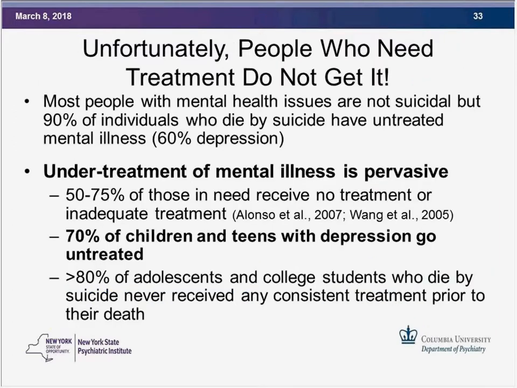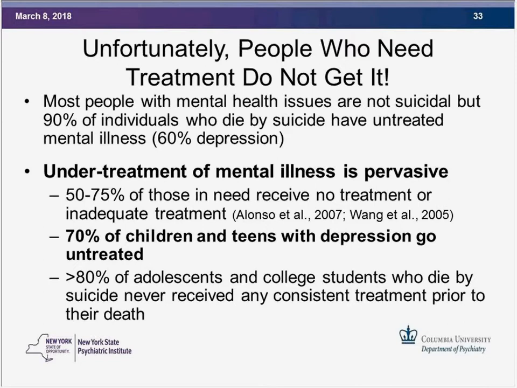And unfortunately, we know people who need treatment for mental health issues don't get it. While we know most people with mental health issues are not suicidal or homicidal for that matter, we do know that 90% of individuals who do die from suicide have an untreated mental illness at the time of their death. And for 60% of them, it is depression.